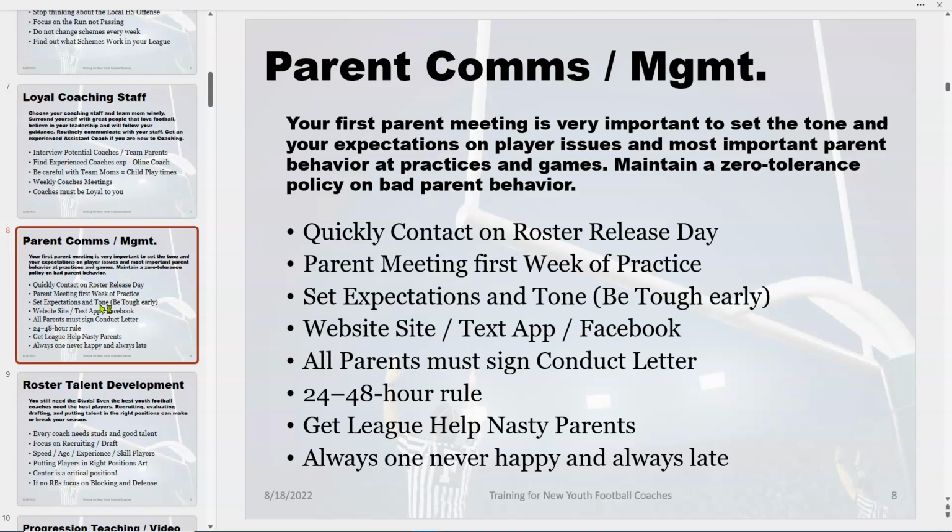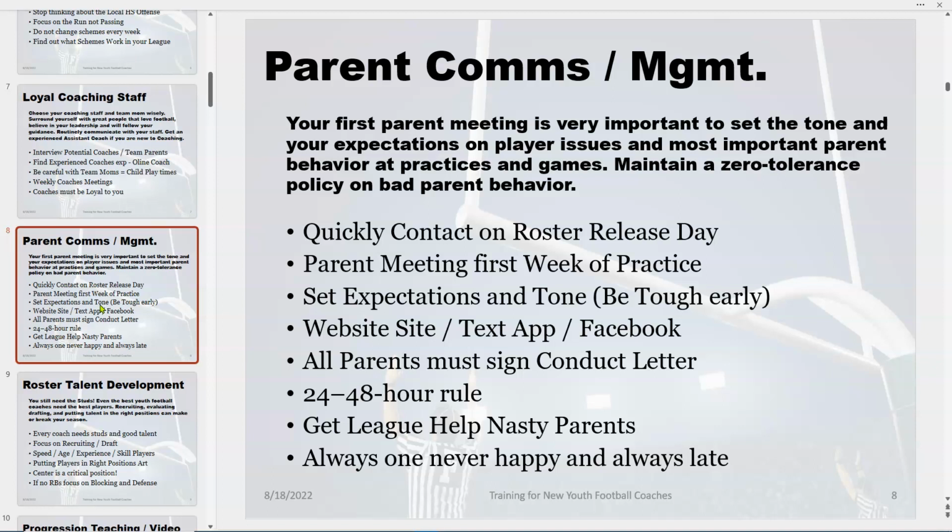Since I was hit a couple of years ago by a parent while on field duty, and I've had a couple of incidents lately, I have a zero tolerance policy for parent bad behavior. So I just put that out there and let everybody know that I've been hit before and I don't put up with it. And that's just the way it's going to be.